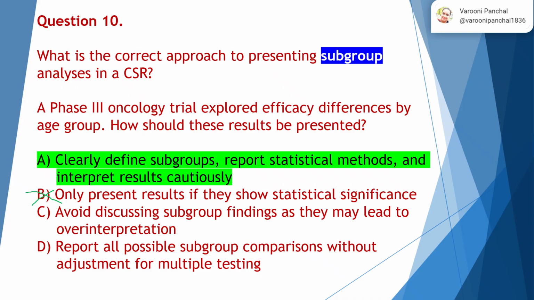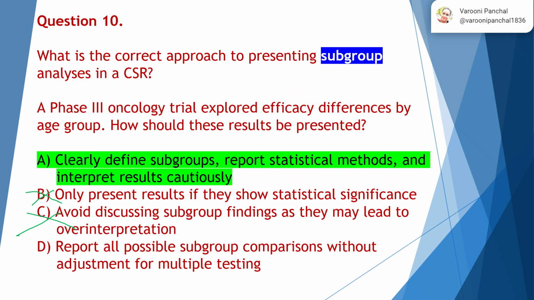Now, option C says avoid discussing subgroup findings as they may lead to overinterpretation. Well, you cannot avoid or overinterpret. These kinds of fundamentals are not suitable for working with clinical trial human patient data, right? So whatever you're discussing, you should discuss and add that.